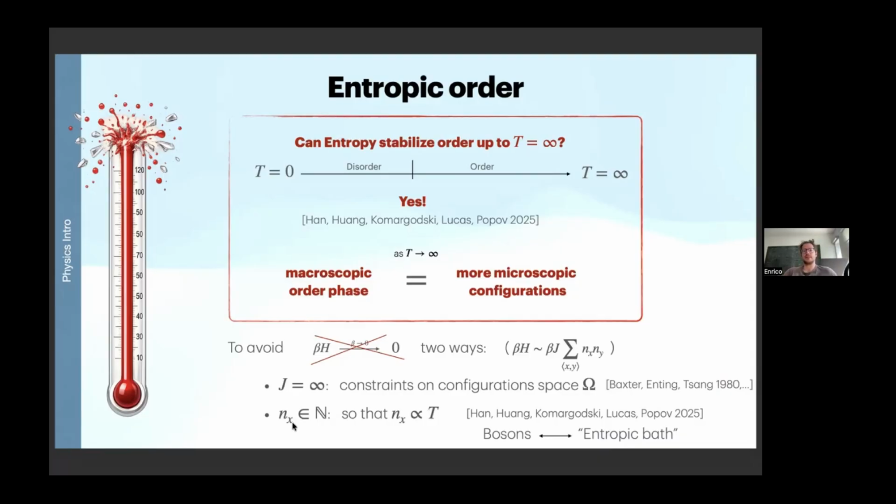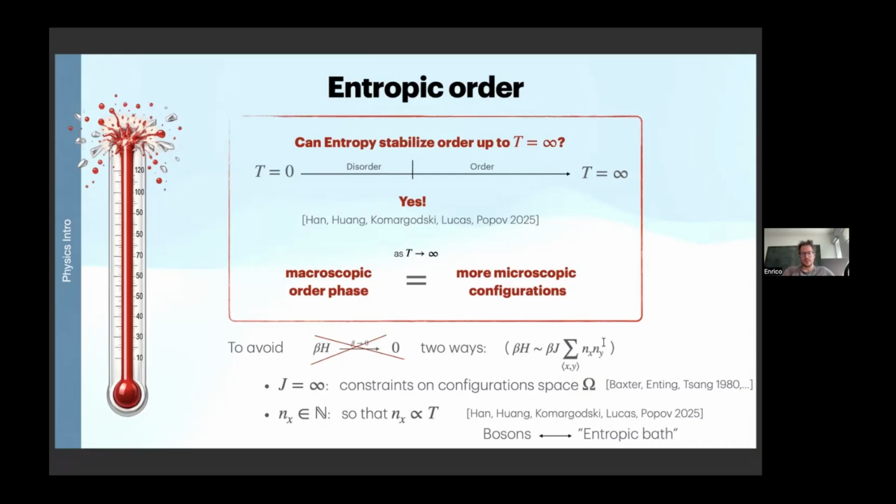And so this is precisely what they came up with. They realized that when the spin per vertex, per lattice site, is allowed to take any natural number, then you might be thinking that there are some profiles in your configuration space in which NX, for example, can grow with temperature. And so the inverse temperature will cancel out this linear term in the temperature. And so beta h doesn't go to zero anymore as beta goes to zero.